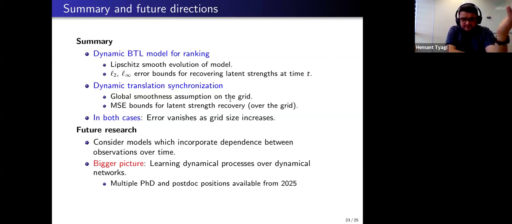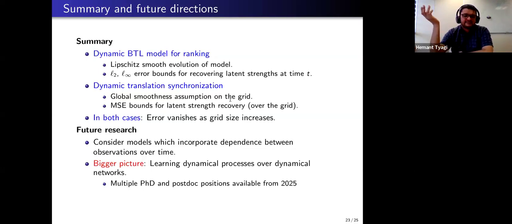And for future research, obviously we had independent observations over time. Information was shared over time in the sense of the models being smoothly evolving, but clearly it's interesting to have statistical dependence over time. So that's important. We just did this as a first step.